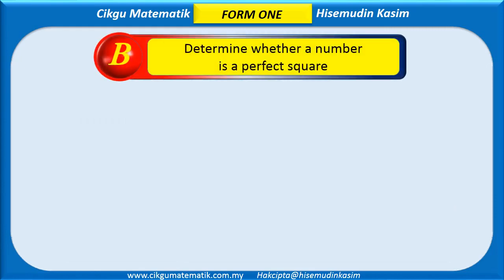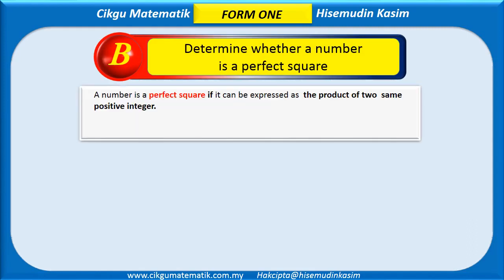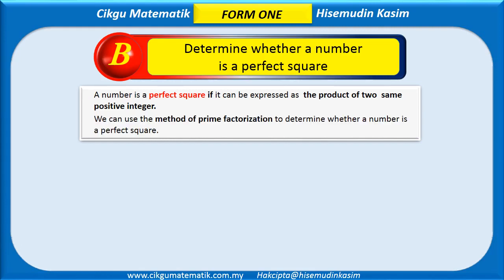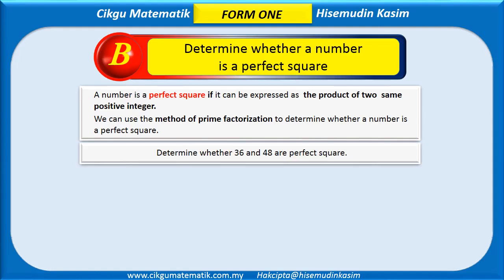B. Determine whether a number is a perfect square. A number is a perfect square if it can be expressed as the product of two same positive integers. We can use the method of prime factorization to determine whether a number is a perfect square. Determine whether 36 and 48 are perfect squares.